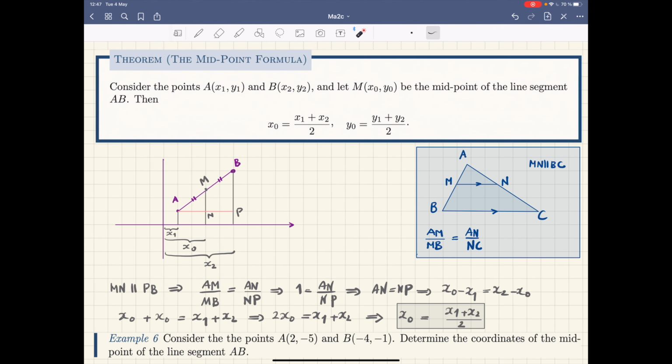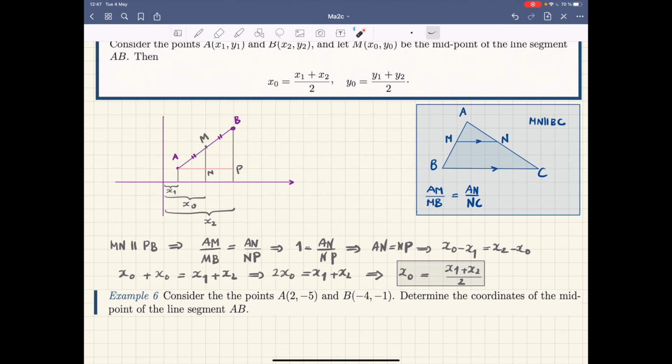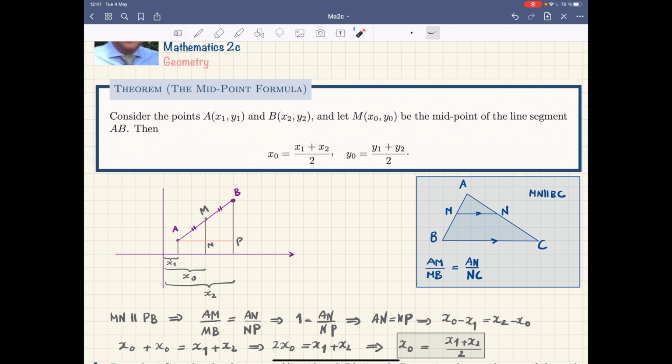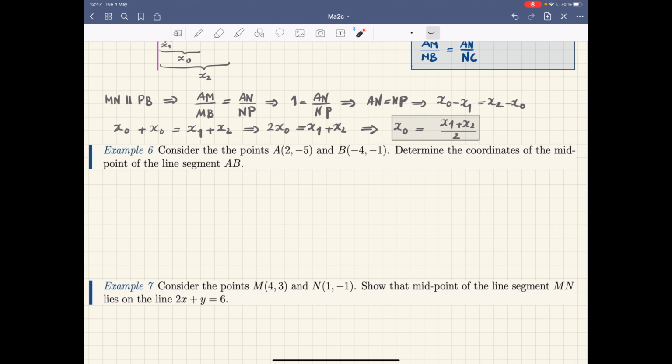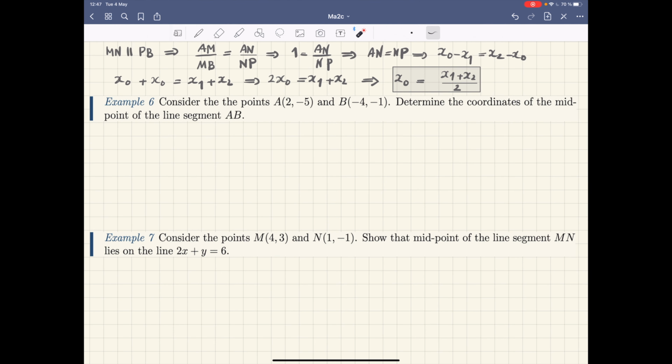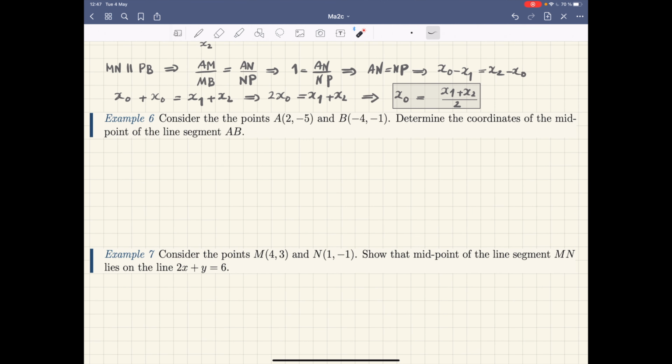Okay, so let us do some exercises together. So remember, don't say that you haven't talked about this. This is not in the book, but it is demanded from you. So you need to know that. Okay, so let us solve some problems together. So consider the points A (2, -5) and B (-4, -1). Very simple. Determine the coordinates of the midpoint of the line segment AB.